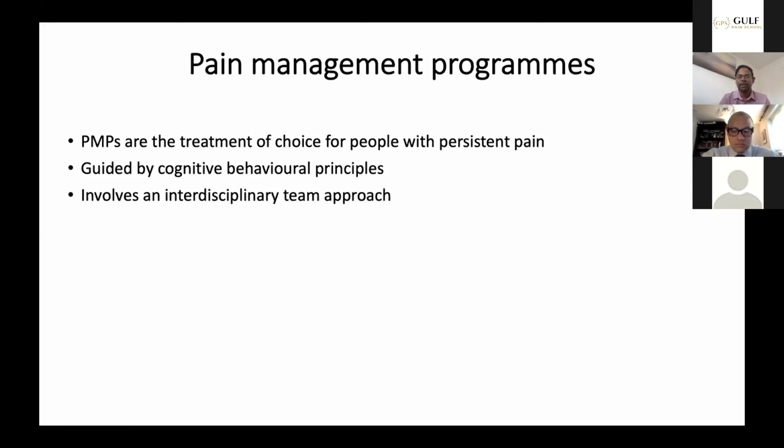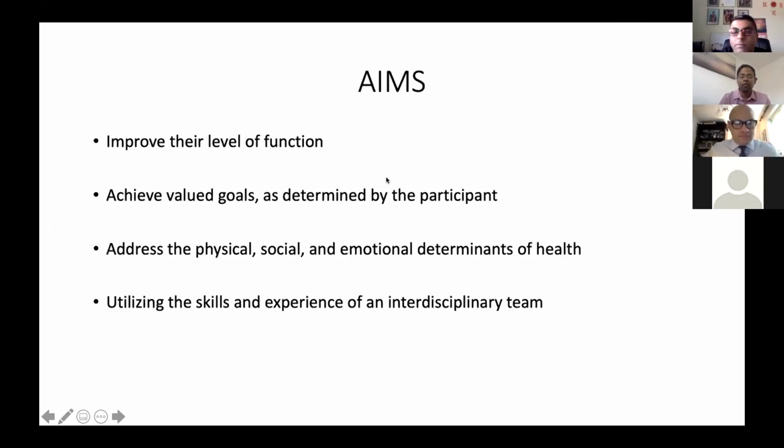is practically seen in pain management programs. So they are the treatment of choice for chronic pain. It's backed by quite a lot of evidence. It's guided by cognitive behavioral therapies, and there's a multidisciplinary team. And the aim of any PMP, pain management program, is to improve the level of function and achieve the goals which the participants value. And it also addresses the physical, social, emotional aspects of the health, and it's using a multidisciplinary team. One point to note is the aim is not to decrease pain.